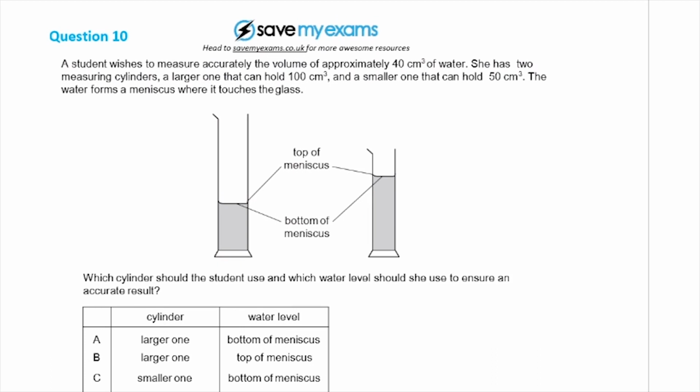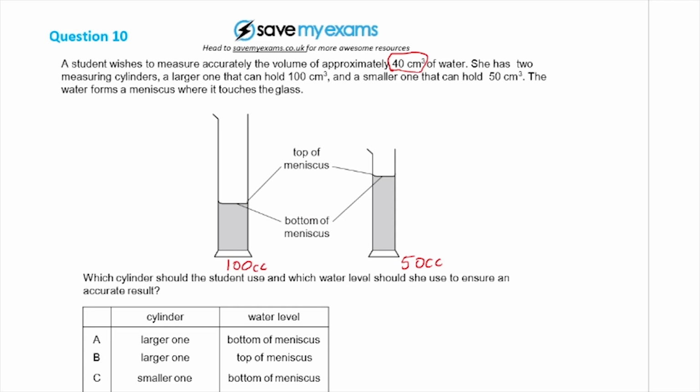Then finally, a student wishes to measure accurately the volume of approximately 40 centimeters cubed of water. She has two measuring cylinders, a large one that could hold 100 centimeters cubed, and a smaller one that can hold 50 cc. And we want to measure 40 centimeters cubed of water right there. The water forms a meniscus where it touches glass. Which cylinder should the student use and which water level should be used to ensure an accurate result?